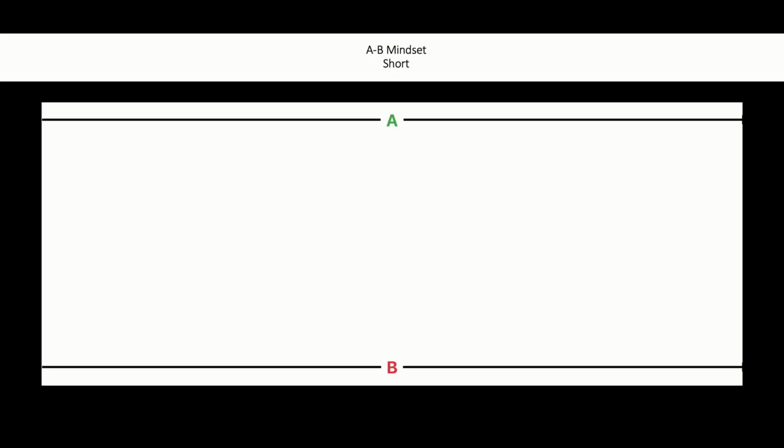The A to B mindset for shorts is as follows. Point A is up here. This is where we go short in a premium. And point B is our draw on liquidity, which is in a discount. The move that we are looking to capture is from point A right here to point B.